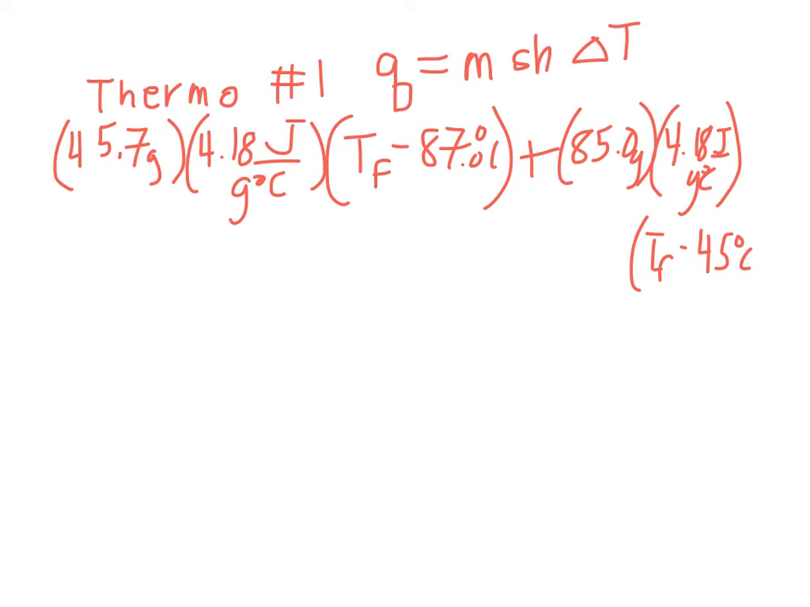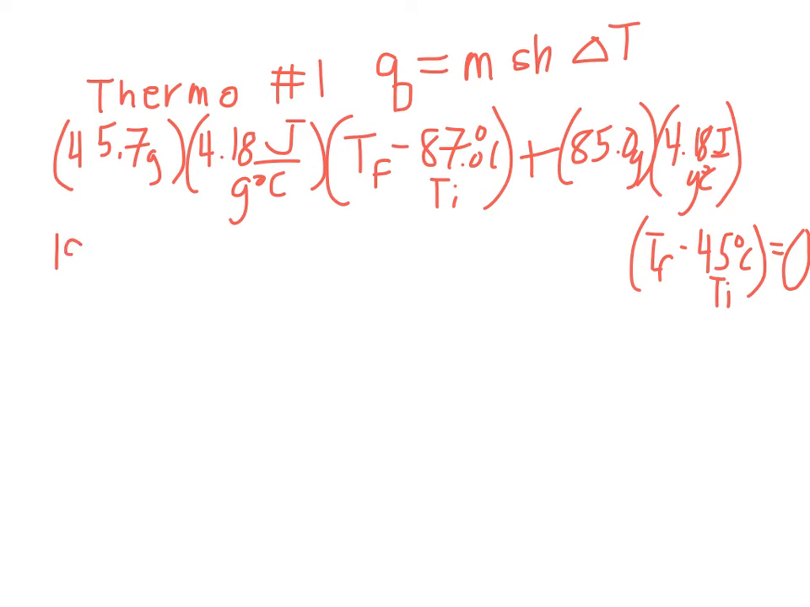So these are all T final. This was a T initial for the warm sample. This was T initial for the cold sample. Those two added together must be equal to 0. Okay, so now this is where you really just have to pay attention to the math. Be very careful about the math.